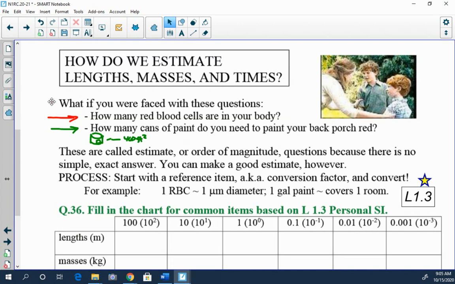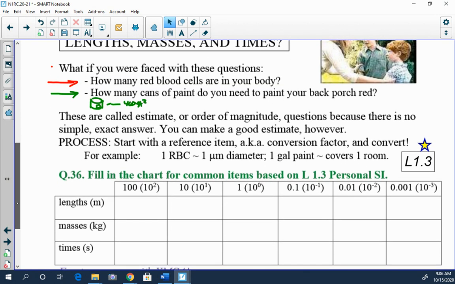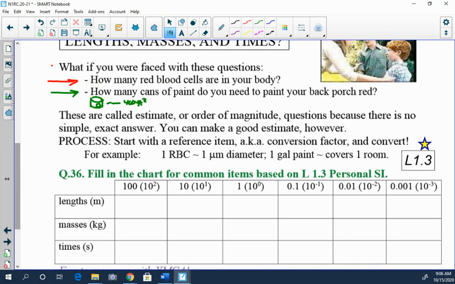However, the best you can do is estimate. But estimate does not mean blind guess. Estimate is a sensible guess. There are ways to figure this out. And one way we'll track the word estimate is with that phrase we learned before, that concept or idea of order of magnitude. The reason we do this is because there is no simple, exact answer.